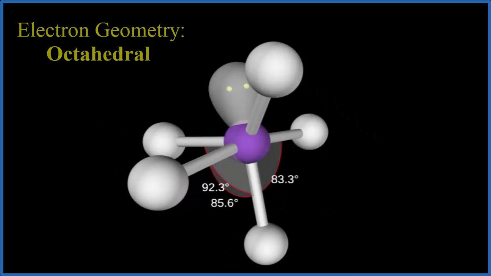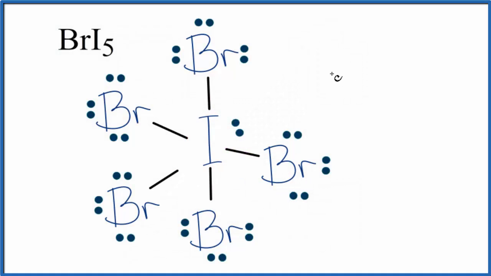Let's go back to our Lewis structure. If we use the AXE notation to figure out the molecular geometry, A, that's the central atom, the bromine. X, that's the number of atoms attached. We have 5 iodine atoms. And E would be the number of lone pairs. We just have this one lone pair here. We'd have AX5E1. If you look that up, that would be square pyramidal for the molecular geometry.